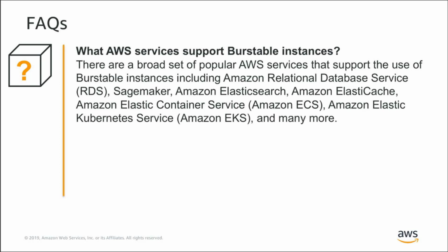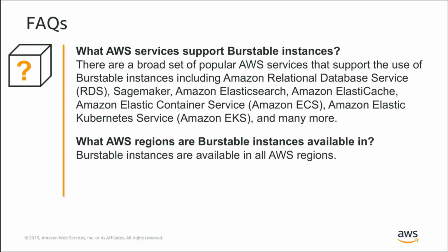Which AWS services support burstable instances? There are a broad set of popular services that support the burstable instance type. This includes Amazon Relational Database Service, or RDS, SageMaker, Elasticsearch, ElastiCache, and some of our popular microservice services like ECS, or Elastic Container Service, and Amazon Kubernetes Service, or EKS. And there's many, many more. These are broadly available across our AWS service ecosystem, as well as our regions. They're available in all different AWS regions. So wherever you're running your workload, if you're running them in multiple regions, there are going to be burstable instances there for you to use.